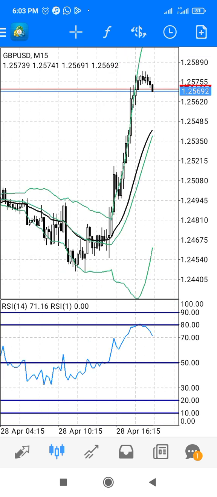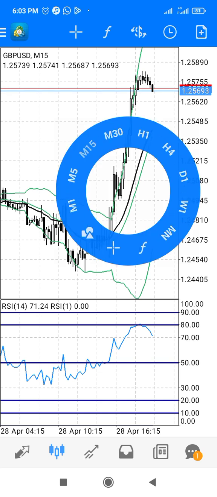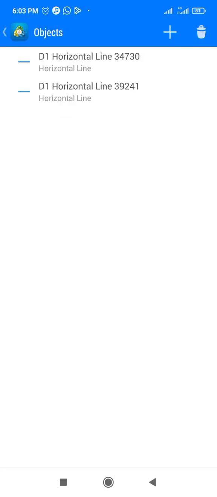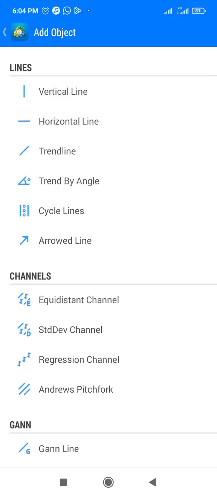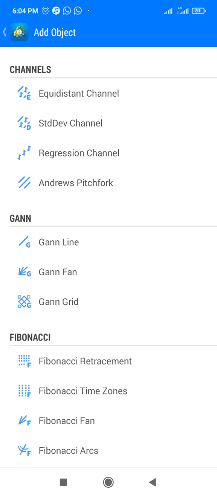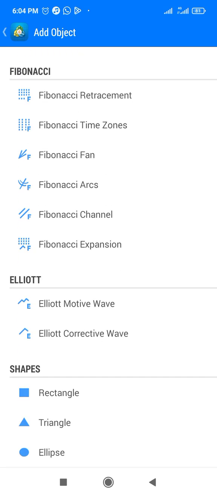So now the tools for drawing the demand zone, how do you locate it? You just touch any point of the screen, it will bring out this circle. You touch this arrow that looks like a triangle, a circle and a rectangle just before M1. You touch it, it will go to objects. You now select this plus. You can now see lines, you see channels, you see gun, you see Fibonacci. You still go down. Now shapes, you select rectangle.